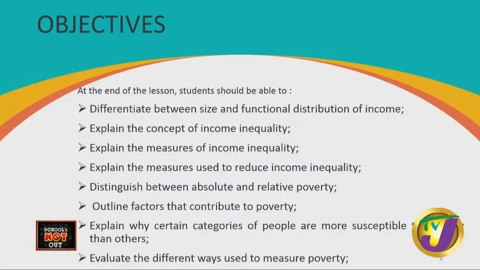At the end of today's lesson, we should be able to differentiate between size and functional distribution of income. We want to look at the concept of income inequality, how we measure it, and some ways to reduce income inequality. We're going to look at the distinction between absolute and relative poverty, factors that cause poverty, some of the characteristics or categories of persons who will fall into poverty more than others, and again, ways to measure poverty. So let's begin.